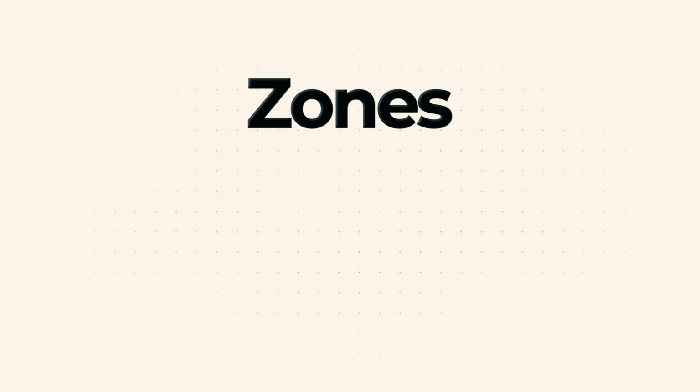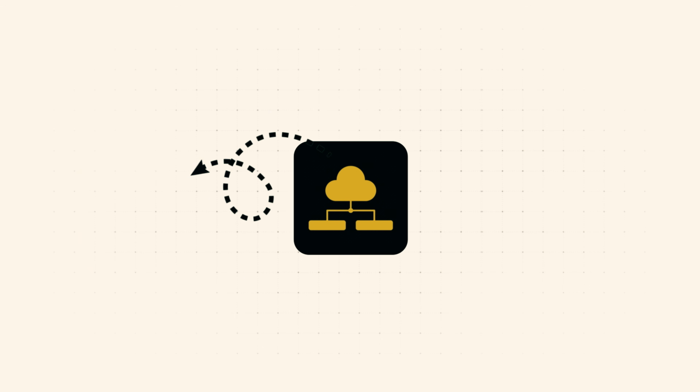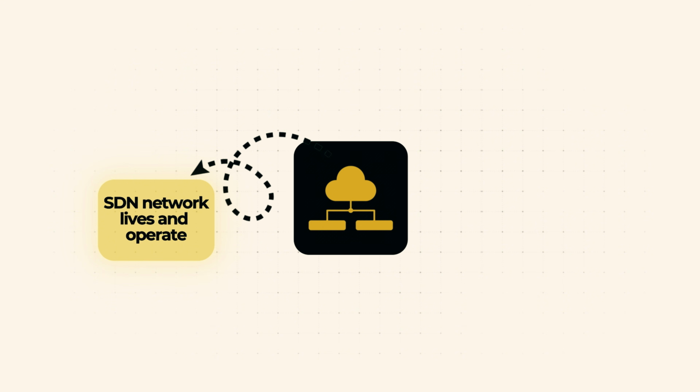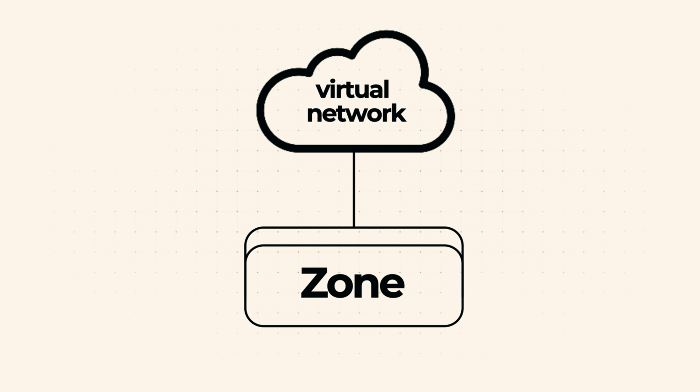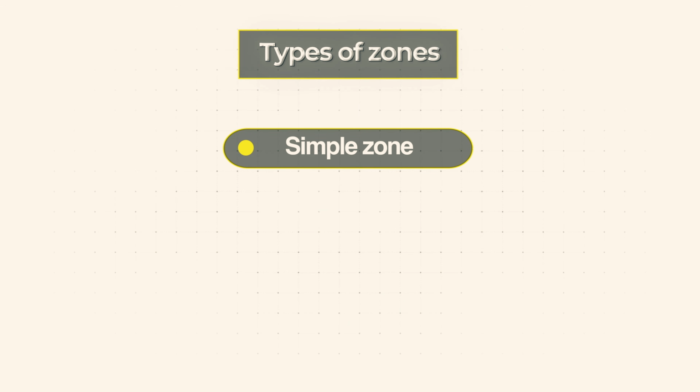There are a few components that we need to understand about SDN. First, you have zones. So think of zones as the container where your SDN network lives and operates. So when you create a zone, you're defining how your virtual network should behave, whether it stays local to a single node or spans across your entire Proxmox cluster. There are key types of zones that you need to be aware of, one of which is simple.